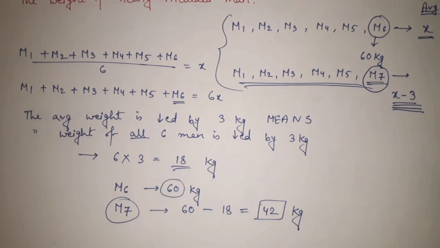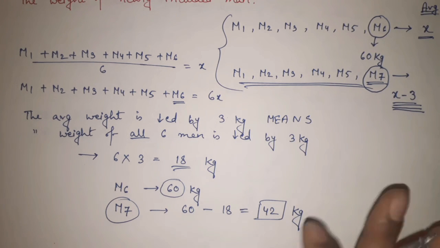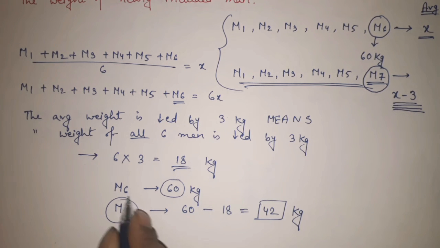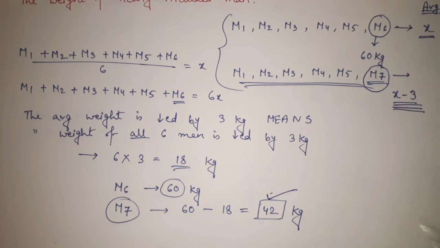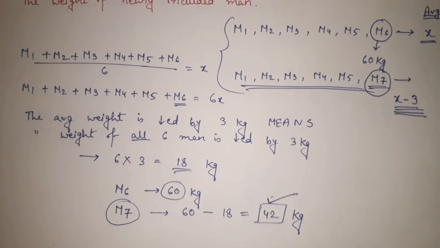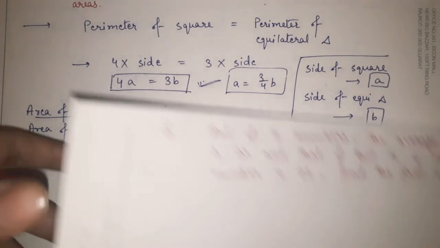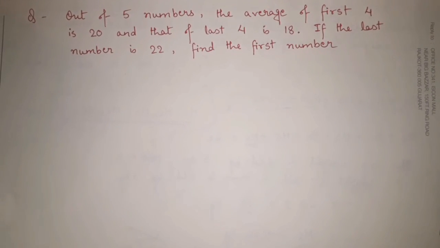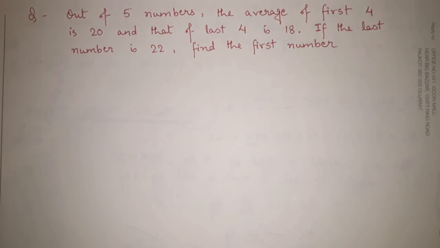Got it? So for solving this question, your understanding must be very clear, and thus we have solved this question and we have derived that the new man, let's say M7, whoever the new man is who is added, he is 42 kg. He is having the weight of 42 kg. Okay? Fine. Now we have seen many different types of questions. Now let's see probably the last question of this session.